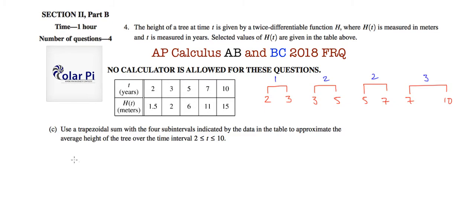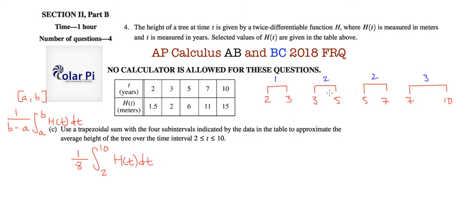Now, the question here is asking us to approximate the average height of the tree. So this is an average value question. We know that the average value of a function h over an interval from a to b is given by 1 over b minus a times the integral from a to b of h of t dt. So in our situation that will say 1 over 10 minus 2, where a is 2 and b is 10. So that's 1 over 8 times the integral from 2 to 10 of h of t dt.